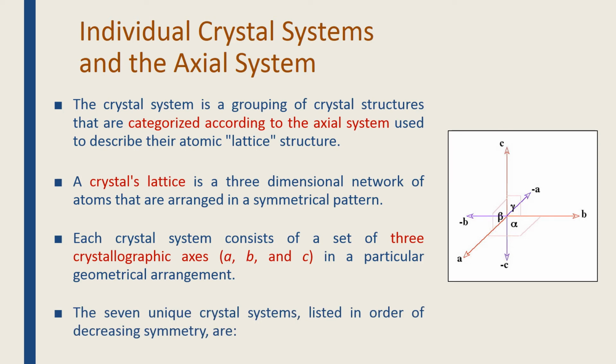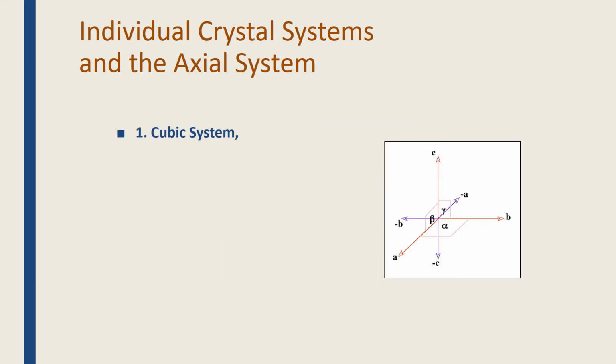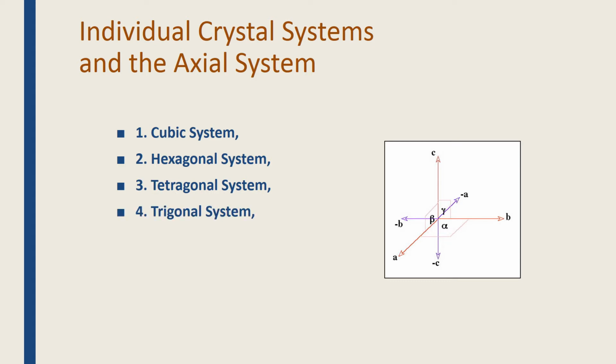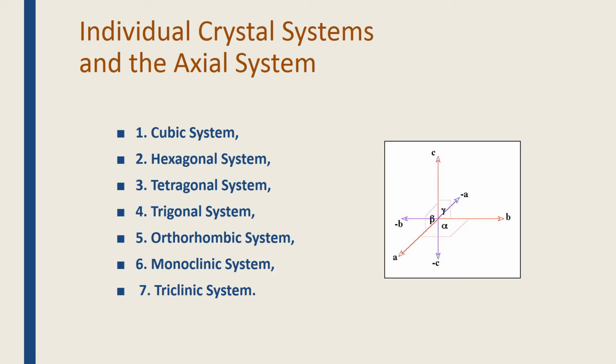You will study only 7 unique crystal systems listed in order of decreasing symmetry as follows. And what does decreasing symmetry mean? You start with the highest symmetry system first, then go down to the less symmetric systems. The first one is the cubic system, which is the highest symmetry class, then the hexagonal system, tetragonal system, trigonal system, orthorhombic system, monoclinic system, and finally the triclinic system.